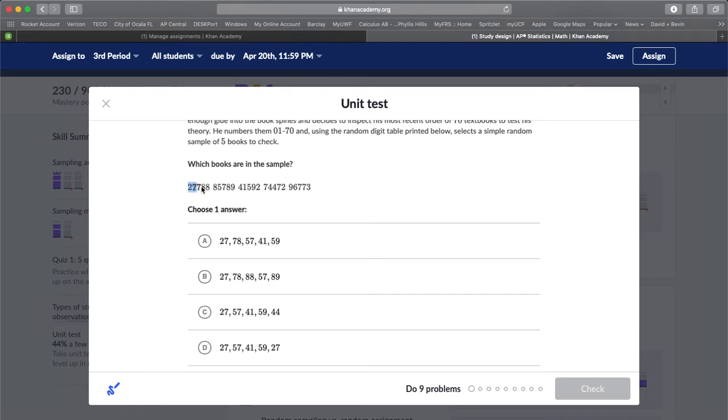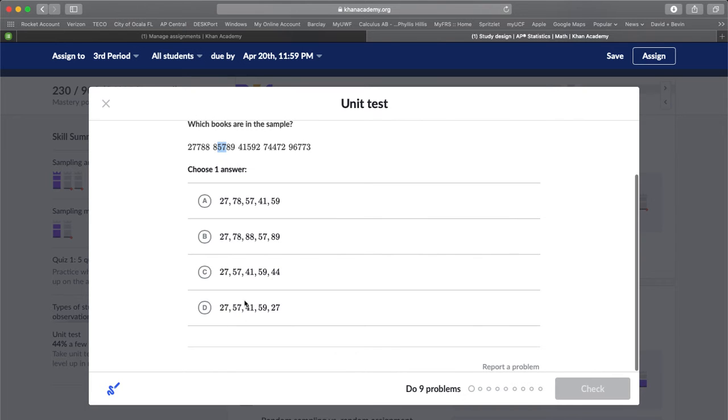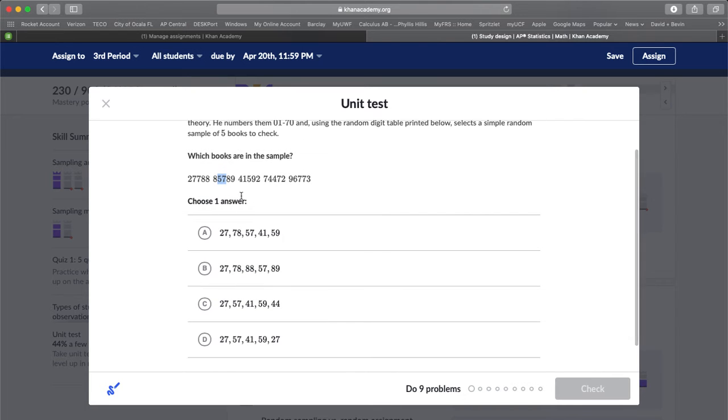And then we have book number 78, but wait a minute, 78 isn't in our list, and so we actually just skip over this entirely. Then we look to 88, and we're going to skip that as well. So far we just have 27, and then we also have 57. So far we're down to C and D. Let's keep moving on. 89, again, is not in our list. 41 is in our list.